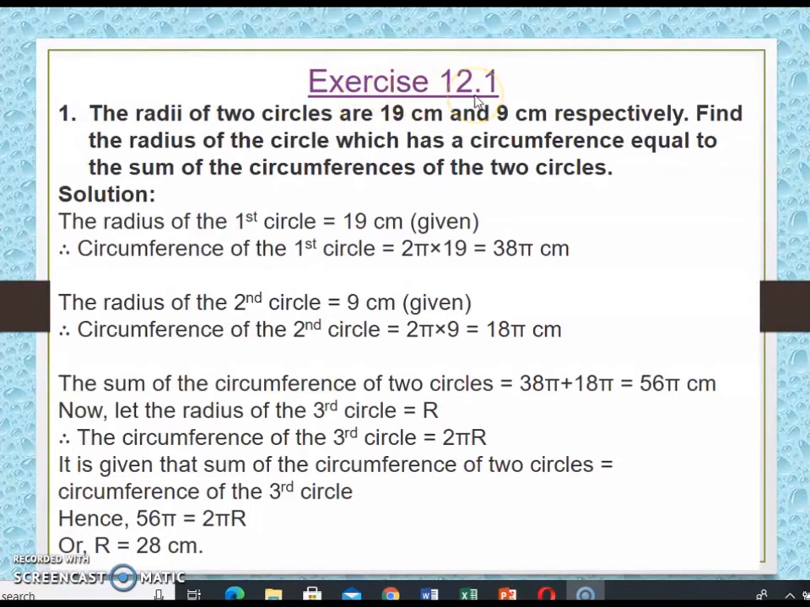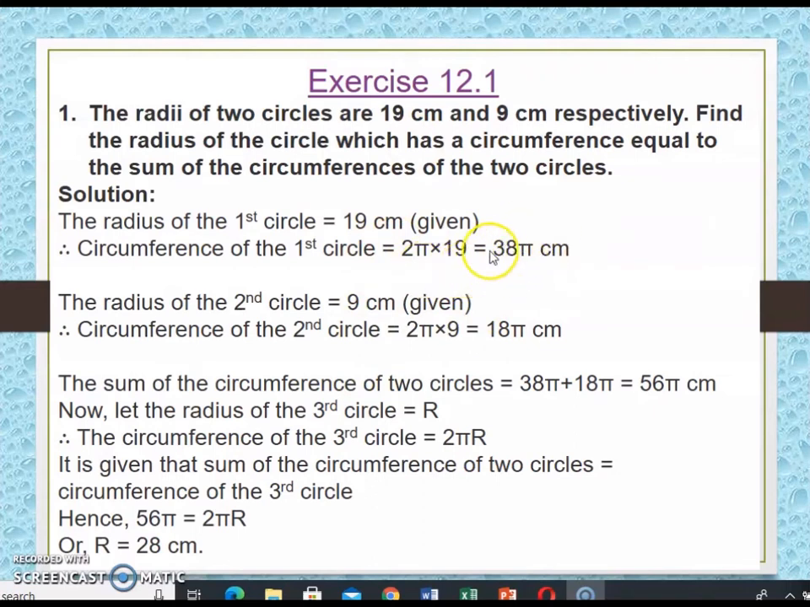So exercise 12.1. The first question is, the radii of two circles are 19 centimeter and 9 centimeter respectively. Find the radius of the circle which has a circumference equal to the sum of the circumferences of the two circles. So now here you will find out first what is the circumference of the first circle. That is, for the first circle, radius is given as 19 centimeter. So formula for the circumference is 2 pi r. That is 2 pi into 19. Or you can write it as 38 pi.